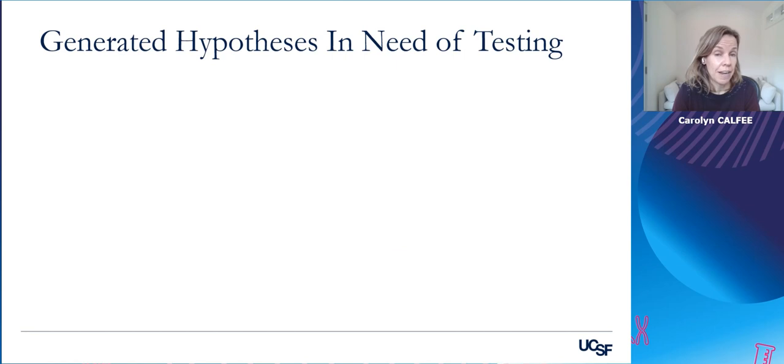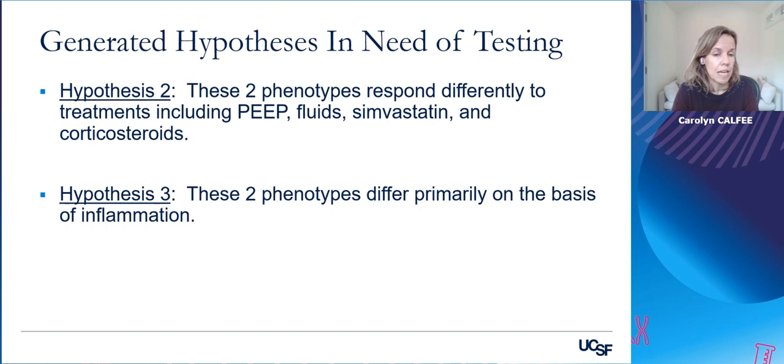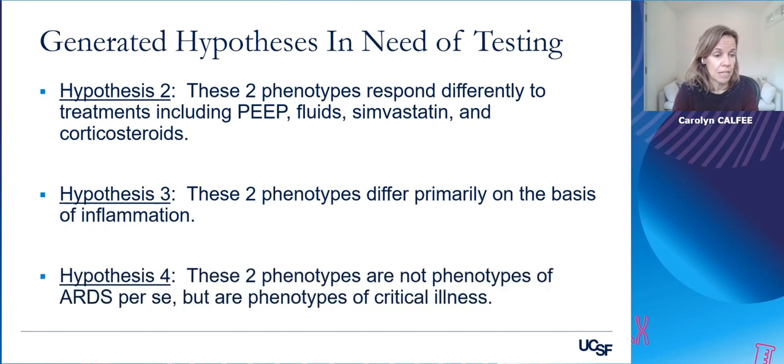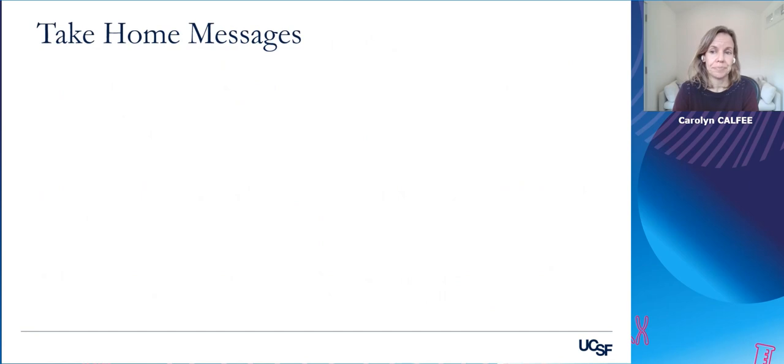But there are many other generated hypotheses that are in need of testing, including that these two phenotypes respond differently to treatments, including PEEP, fluids, simvastatin, and corticosteroids. These two phenotypes differ primarily on the basis of inflammation. And perhaps most provocatively, that these two phenotypes may not be phenotypes of ARDS per se, but are phenotypes of critical illness. These questions, in my mind, remain unanswered.